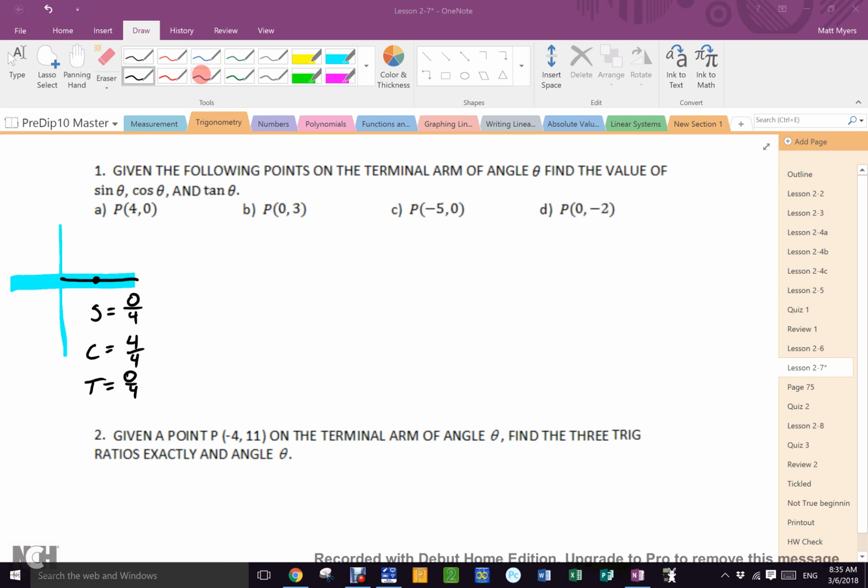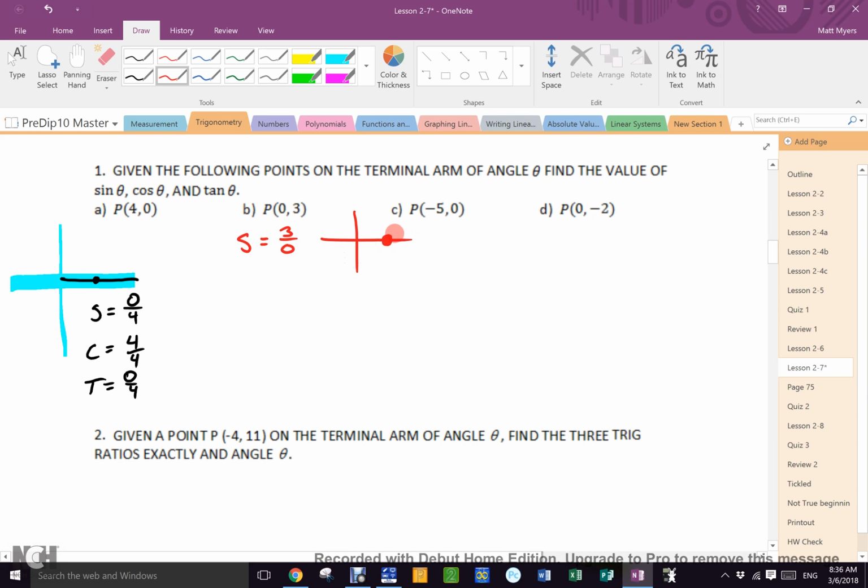0 divided by 4? Brilliant! Now, what's going to happen with b? What is the sine? 3 over 0. Yeah? Right? Y over hypotenuse. So the hypotenuse here is 0. Because we don't have the y.